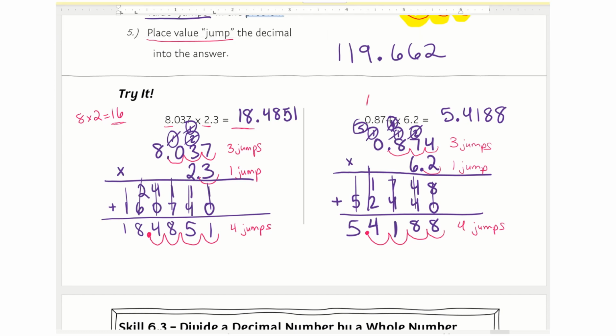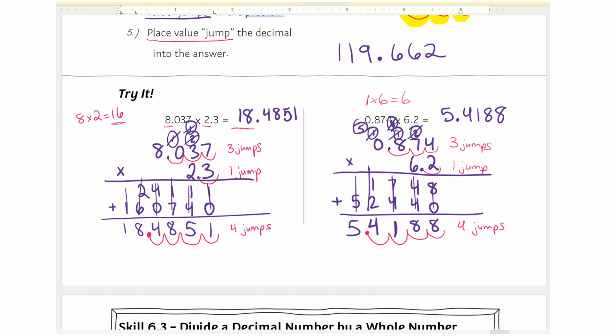And if I think about it, that makes sense because I started with 0 and 8 tenths. That's close to 1. And 6 and 2 tenths is close to 2. 1 times 6 is 6. That's pretty close to 5 and 4,188 ten-thousandths. So this is our new strategy.